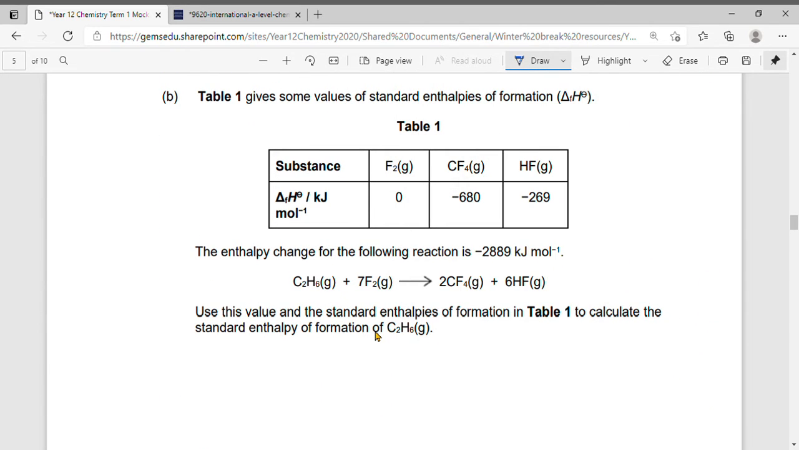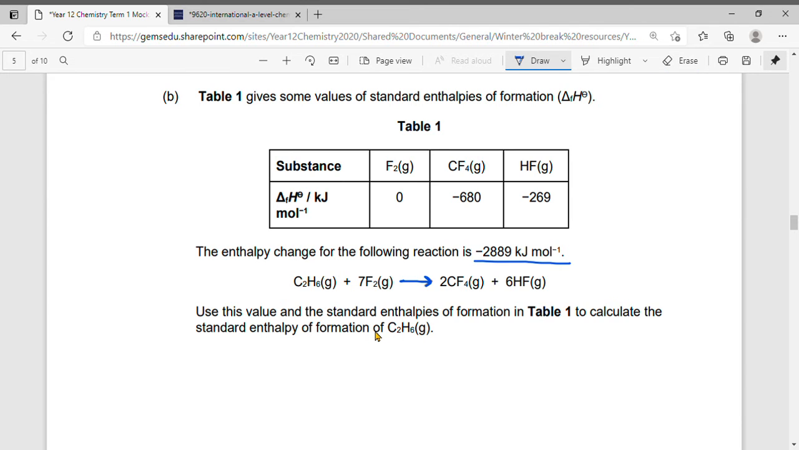Ooh, we have some enthalpies of formation. Okay, that's very, very important. The enthalpy change for the following reaction is this. So it loses energy. Forward reaction loses energy. Use this value and the standard enthalpies of formation in Table 1 to calculate the standard enthalpy of formation of this. Okay. So let's try and figure it out.